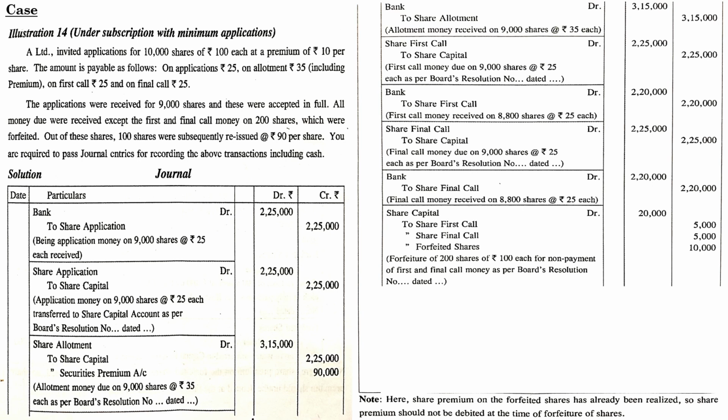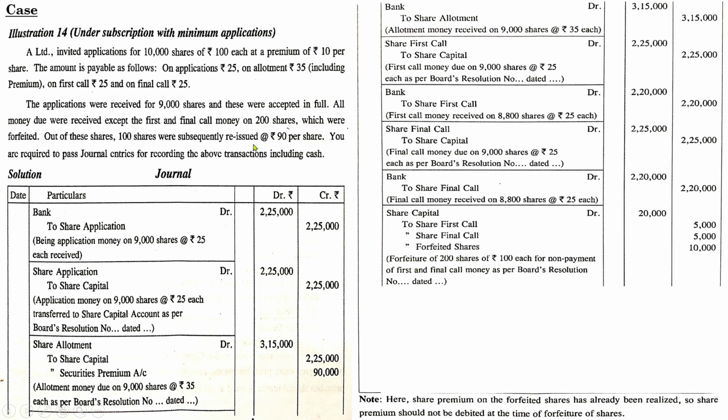That is why, at the time of premium, the forfeiture cases where premium has to be considered, and in this case the premium is already received by the company. So the company need not worry about the premium at the time of cancellation or forfeiture. So the entry is share capital account up to share first call, share final call, and forfeiture.